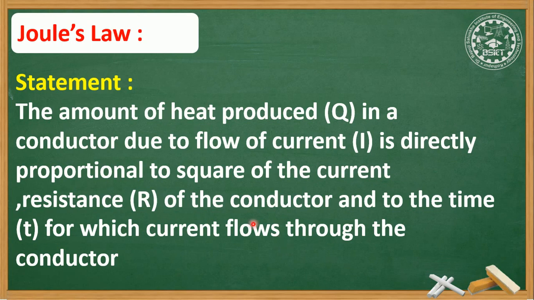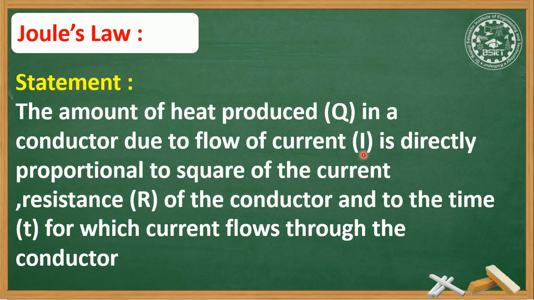Joule's law tells us the amount of heat produced is denoted by capital Q and the current which is passing through the conductor is denoted by letter capital I. Then the amount of heat produced is directly proportional to the square of the current, the resistance of a conductor, and the time for which the current flows through the conductor.